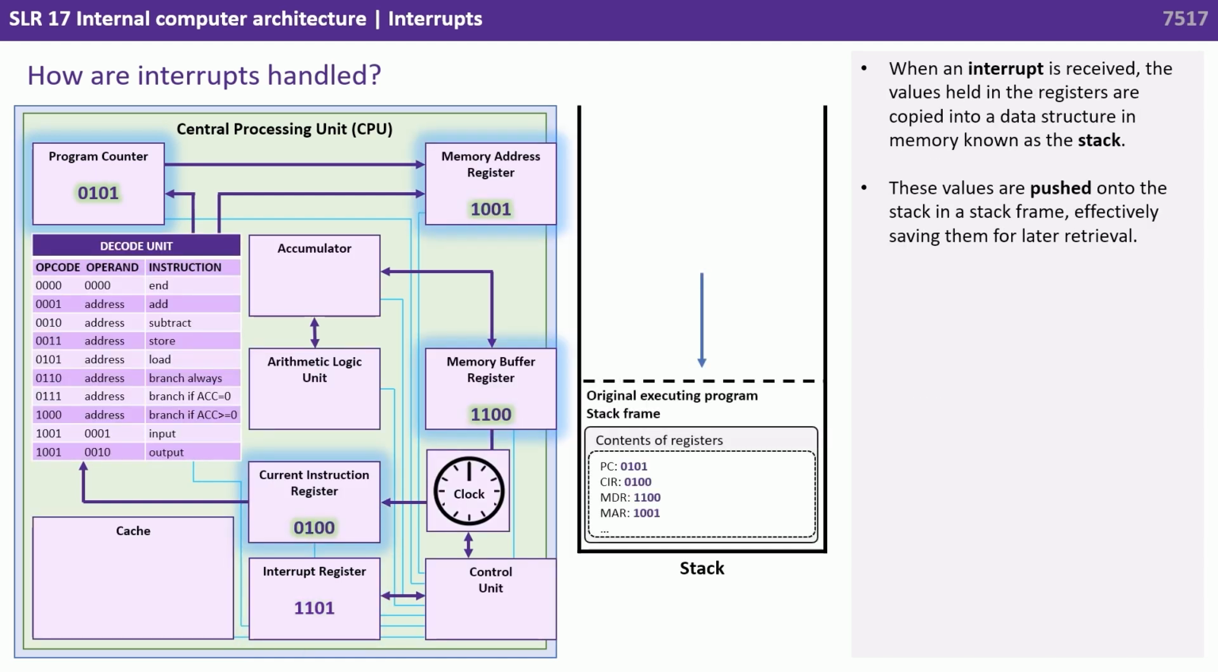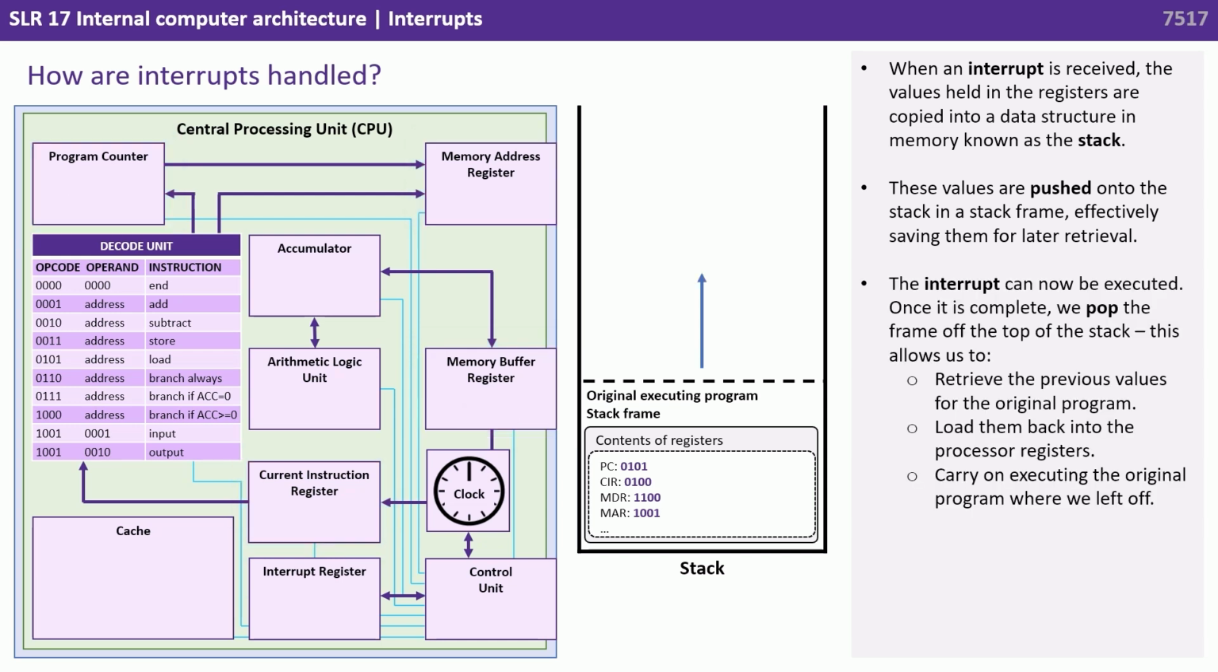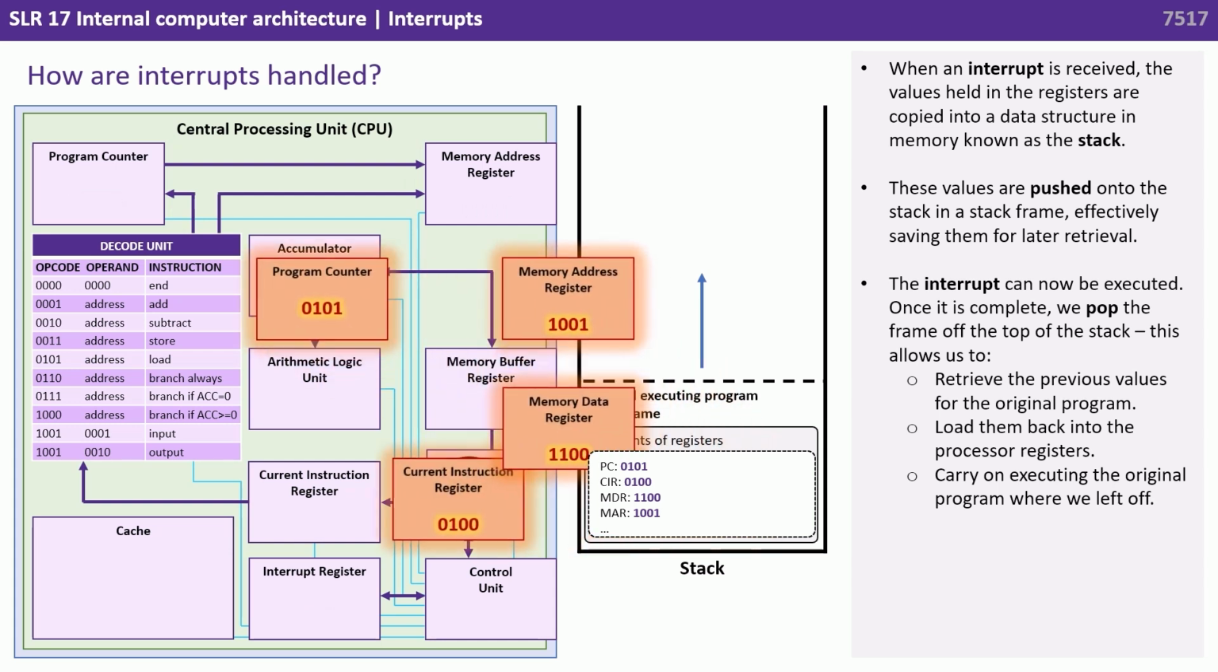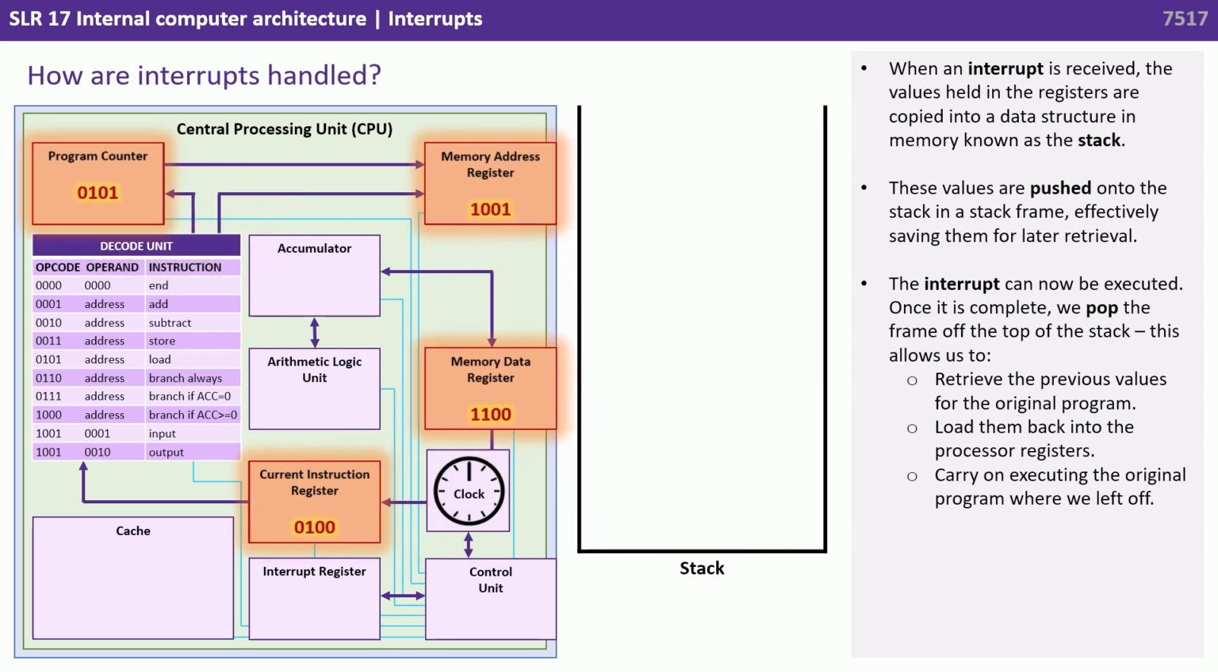Well, when an interrupt is received, the values held in the registers are copied into a data structure in memory known as the stack. These values are pushed onto the stack in a stack frame, effectively saving them for later retrieval. The interrupt can now be executed. Once it is complete, we pop the frame off the top of the stack, and this allows us to retrieve the previous values for the original program, load them back into the processor's registers, and carry on executing the original program where we'd left off.